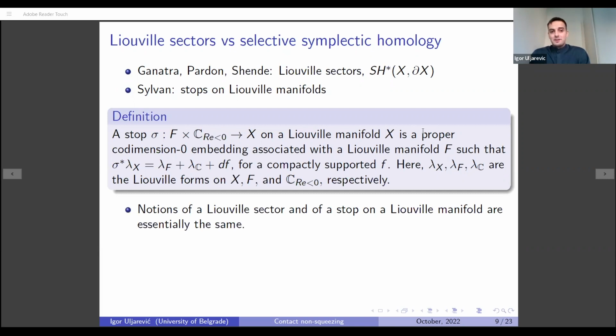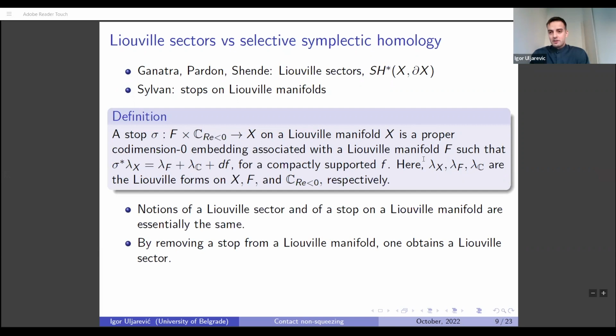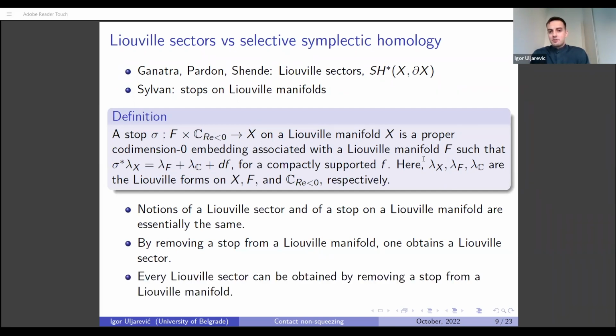So as I said, the notions of a Liouville sector and a stop on a Liouville manifold are related, and in fact they are essentially the same. By removing a stop from a Liouville manifold, one obtains an example of a Liouville sector, and the other way around, every Liouville sector can be obtained by removing a stop from a Liouville manifold.